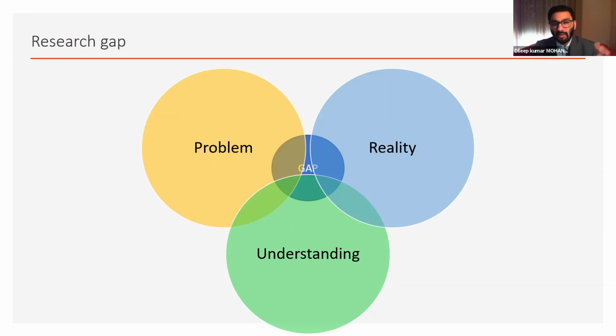So what are you doing basically? Whether it is through qualitative or quantitative, you are trying to understand a reality. By understanding that reality, you are trying to provide alternative solutions to address the problem. So you're not directly touching the problem, you're touching it through reality. There lies the knowledge gap.